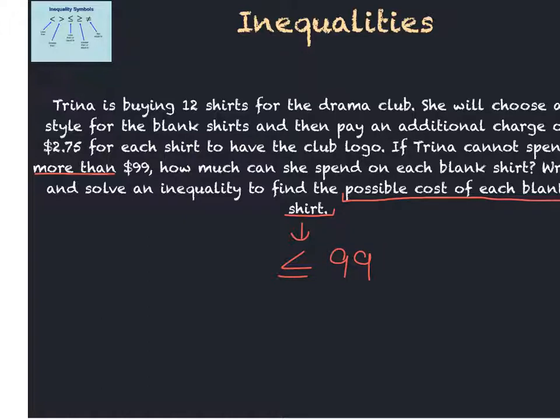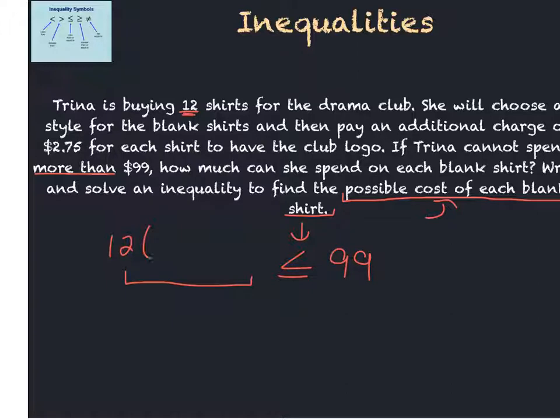So over here, well, we need to figure out what goes on the left-hand side. We're looking for the possible cost of each blank shirt, right? Well, let's take a look at this information. She's buying 12 shirts. It doesn't specifically say that's multiplication, but I mean, she's buying 12 shirts. Each blank shirt is going to be a certain price. So we're going to have to multiply 12 by whatever price the blank shirt is, right?